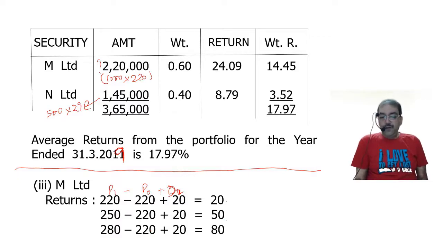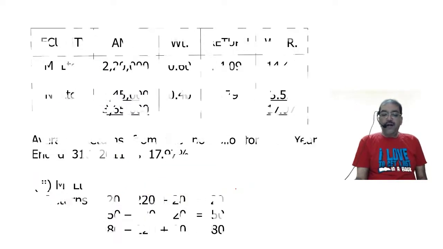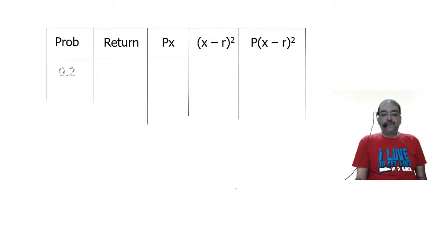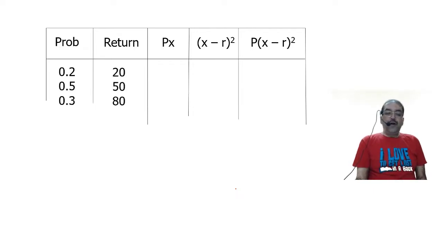Now, these are the different returns. I will multiply these by probabilities and find the values. Probabilities are 0.2, 0.5, 0.3. Multiply the two: 0.2 into 20, 4. 0.5 into 50, 25. 0.3 into 80, 24. The total of this is 53.